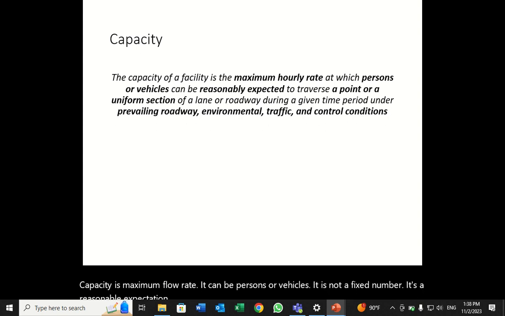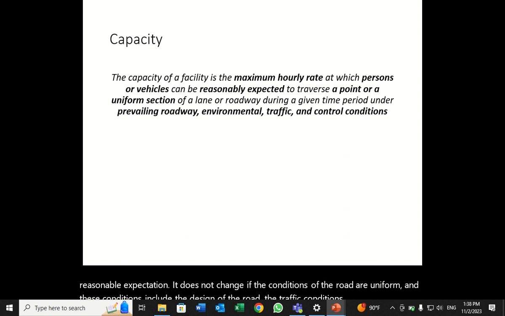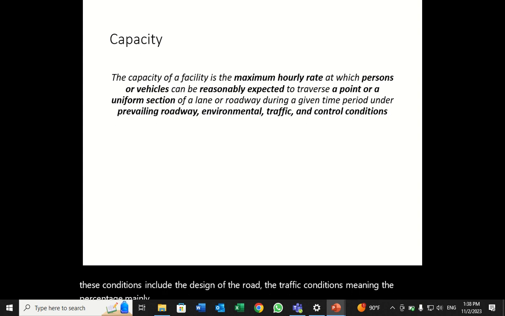It does not change if the conditions of the road are uniform, and these conditions include the design of the road, the traffic conditions, meaning mainly the percentage of heavy vehicles, the environmental conditions, and the control devices you are using on the road.